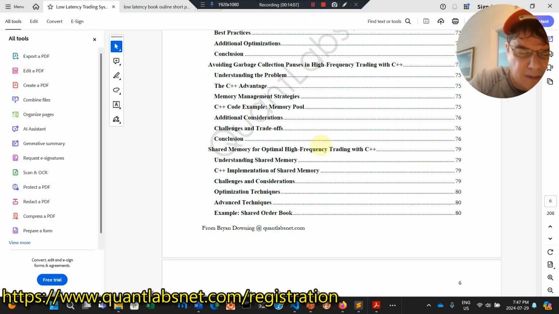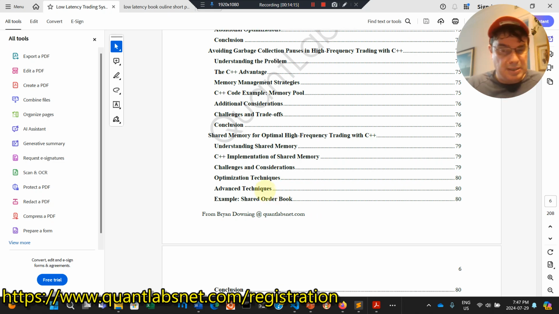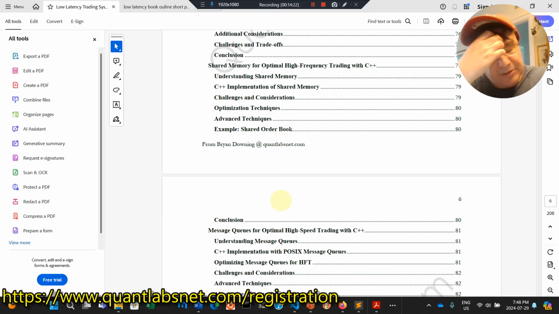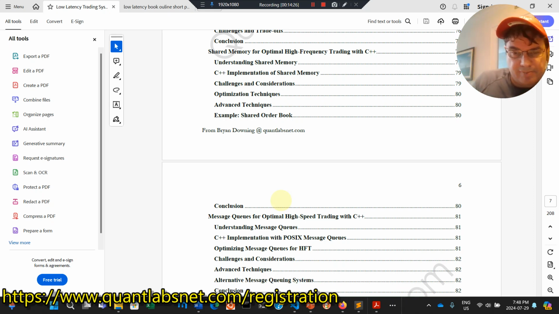So you can use a memory pool, additional considerations and challenges and trade-offs. You can also use shared memory for optimal high frequency trading. Understand it, implement it, challenges, considerations, optimization, and advanced techniques, and the shared order book. That's kind of like in the concept of multi-threading as well.